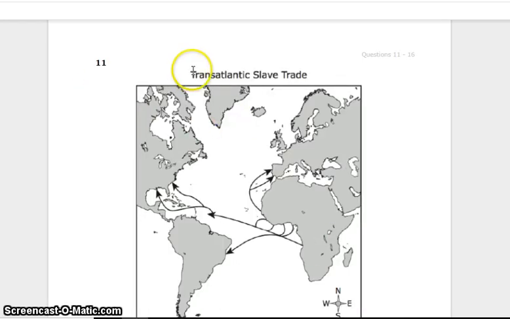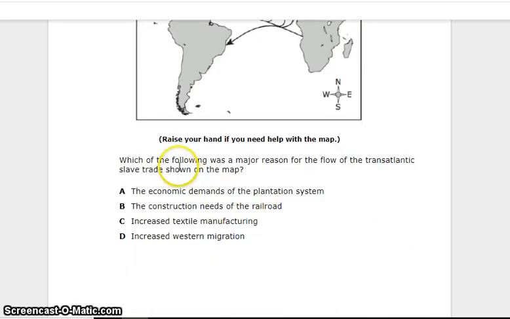Number 11. The transatlantic slave trade. Which of the following was a major reason for the flow of the transatlantic slave trade shown on the map? A. The economic demands of the plantation system. B. The construction needs of the railroad. C. Increased textile manufacturing. D. Increased western migration.